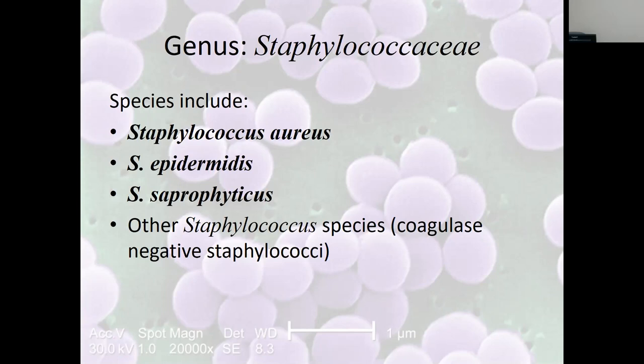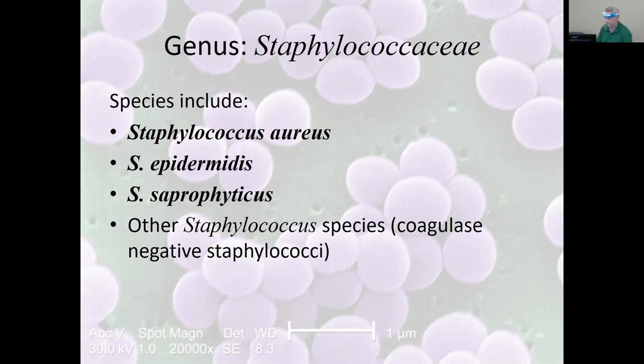There's other staphs that we have. Okay, other species are coagulase negative staph. So what we'll see is we have some coagulase positive, and that's one of the tests we're going to be doing today downstairs, a coagulase test. Okay, and we'll get into that shortly.